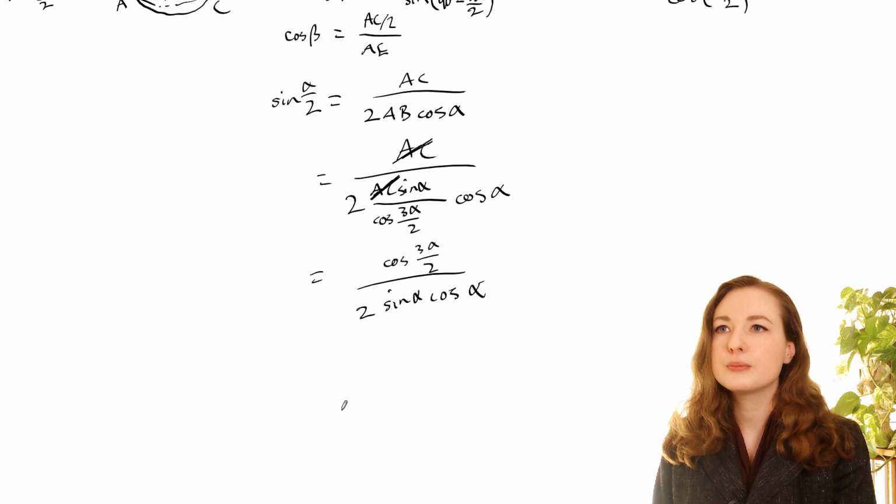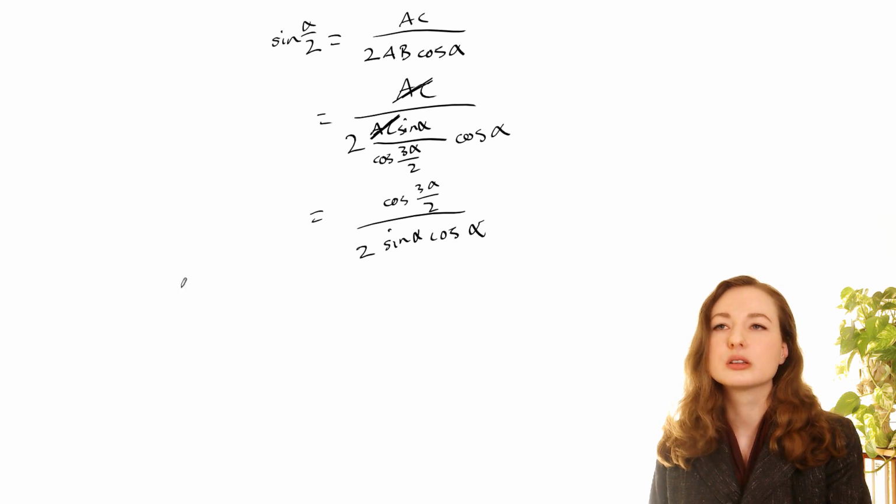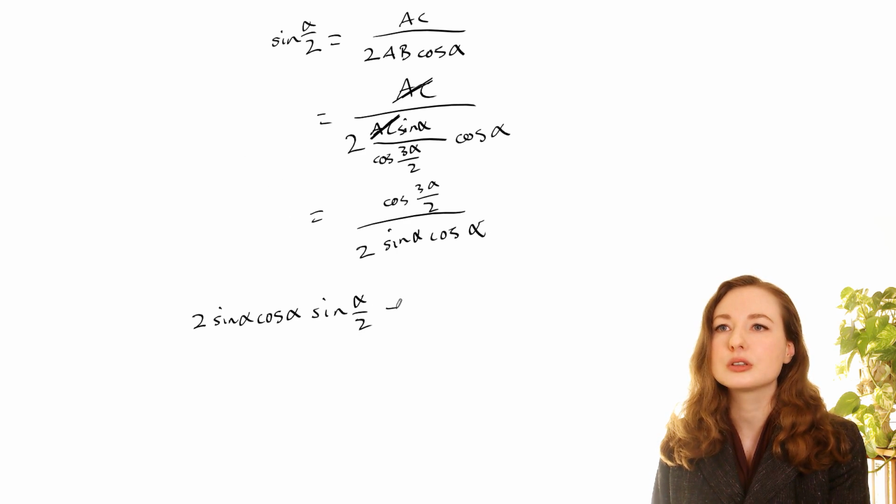Okay. Now what I might do is shift this over the other side, because I don't like having fractions in equations. If you can get rid of them at all, it makes things much neater. So I'm just multiplying both sides of this equation by 2 sine alpha cos alpha.